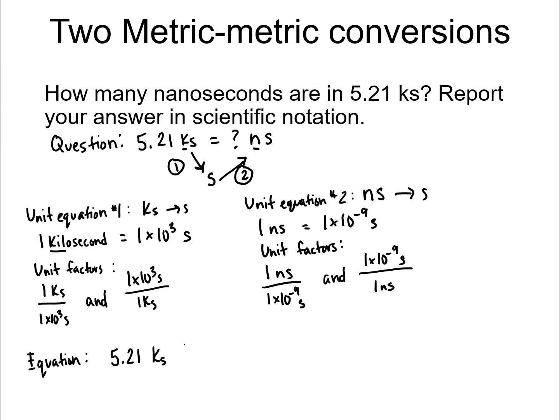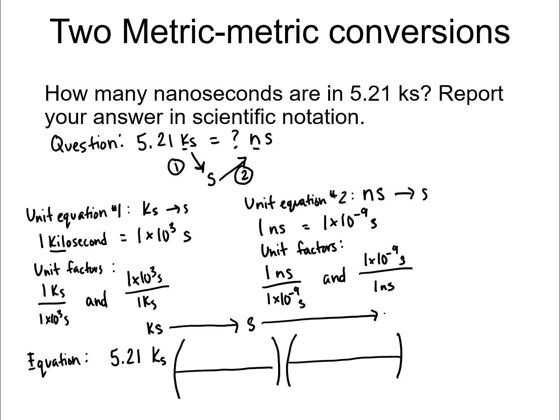Now we're setting up that equation. We need 2 unit factors this time, and I'm going to write out what our plan is. So we're starting with kiloseconds, and with our first unit factor, we should be converting to seconds. With our second unit factor, we should be converting to nanoseconds, and we'll be able to check that off along the way.